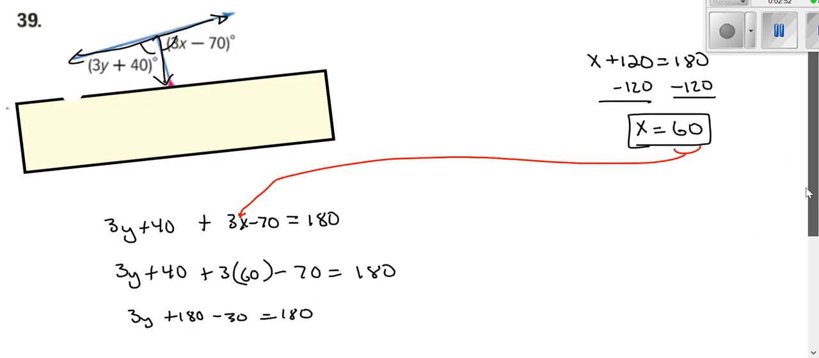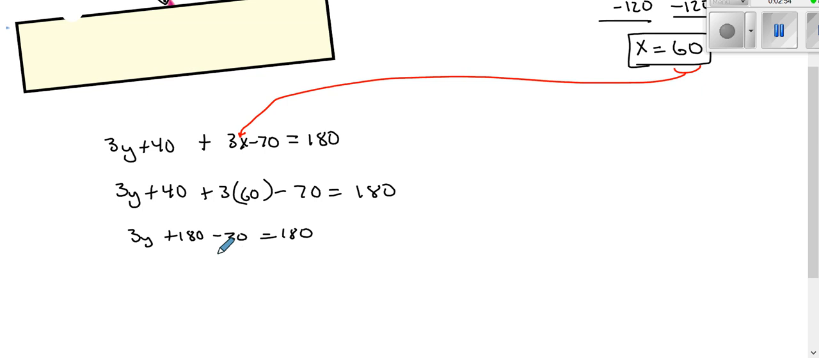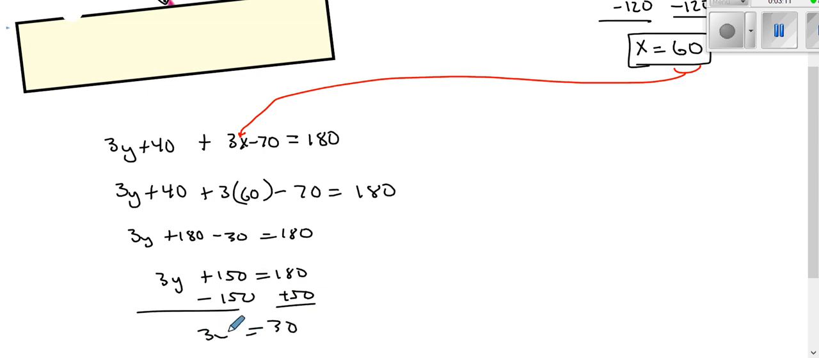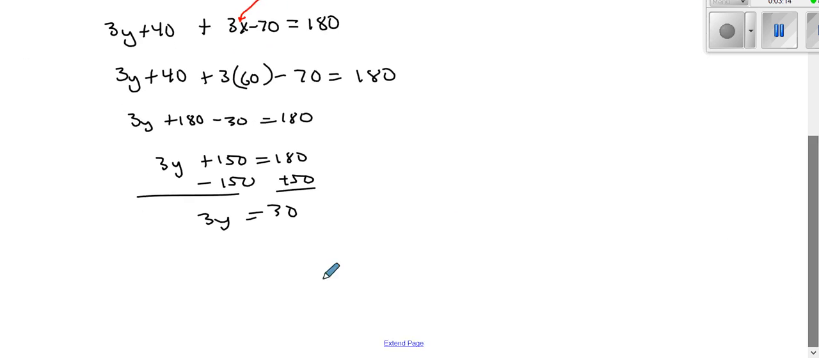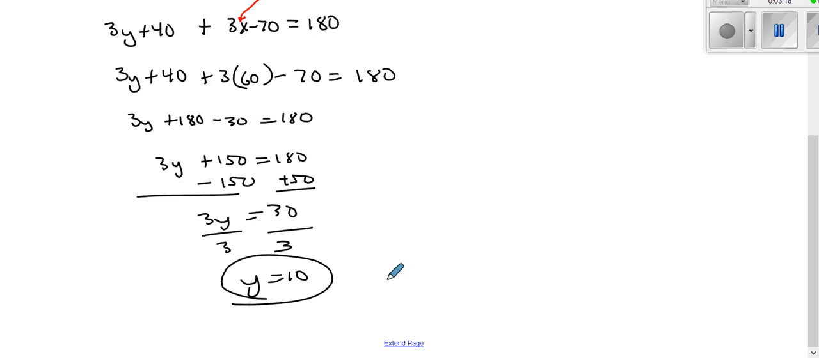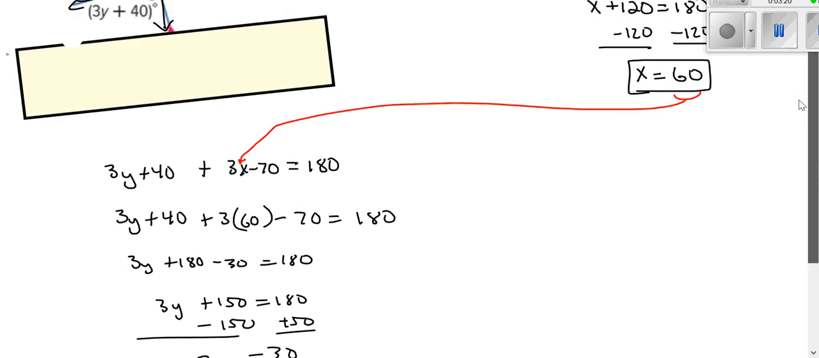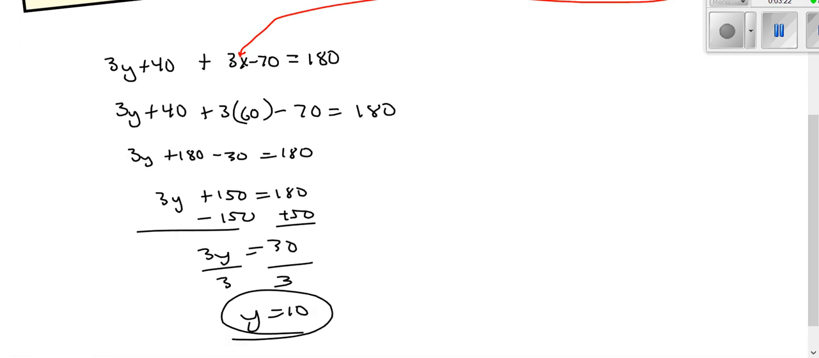Okay. All right, so then we're going to say, all right, let's go ahead and combine these. 180 minus 30 is 150. So 3y plus 150 equals 180. Subtract the 150 from both sides. So I get 30 equals 3y. Divide by 3. y is 10. So y is 10, x was 60. That's how you do problem number 39.